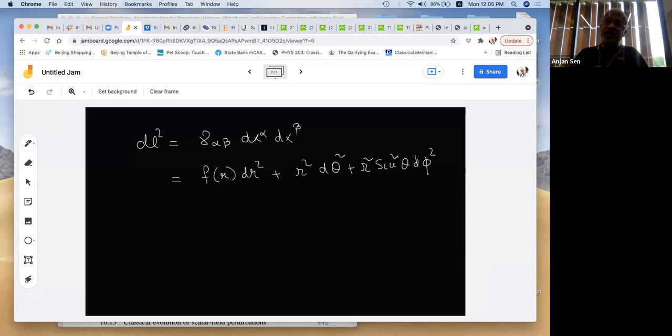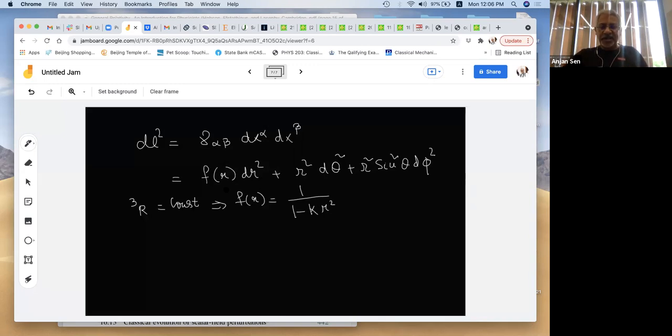But at the very beginning I said that this is a maximally symmetric spacetime, and a maximally symmetric space should have its 3-curvature constant. So I can calculate the Riemann curvature of this part, make it a constant, and from there calculate f(r). If I do that, this gives me f(r) to be 1 minus some constant, related to the 3-space curvature constant, times r². So this k is related to this constant.